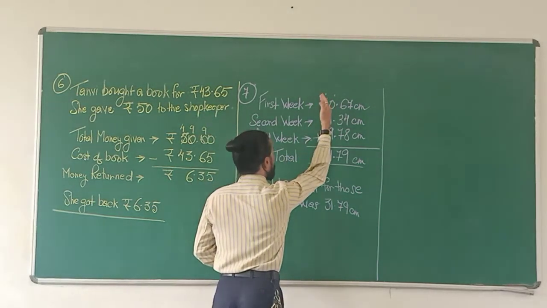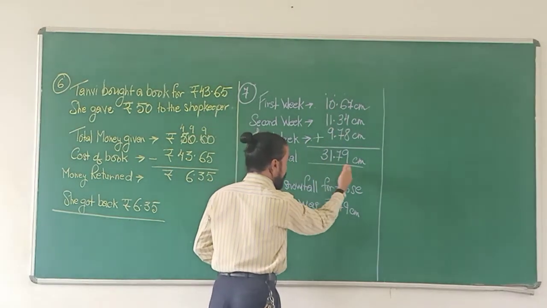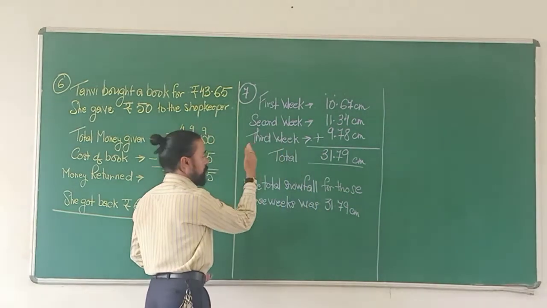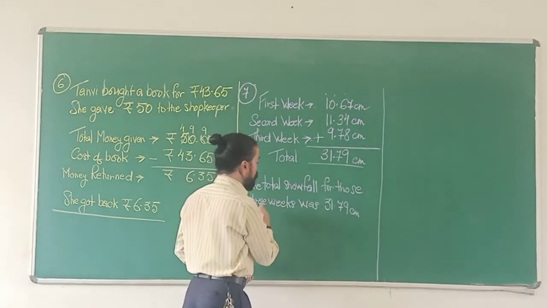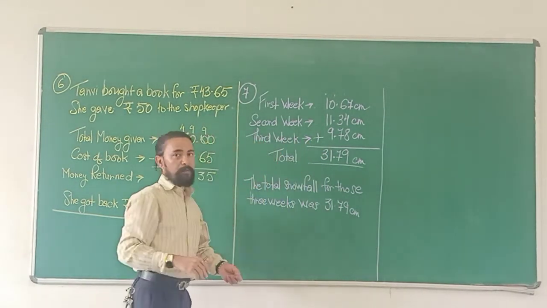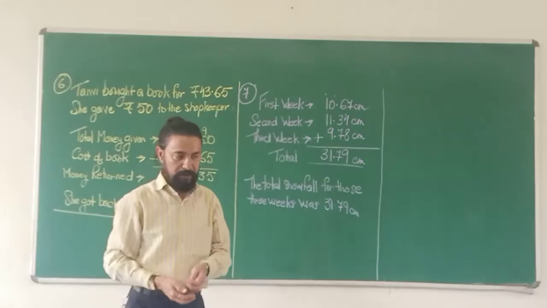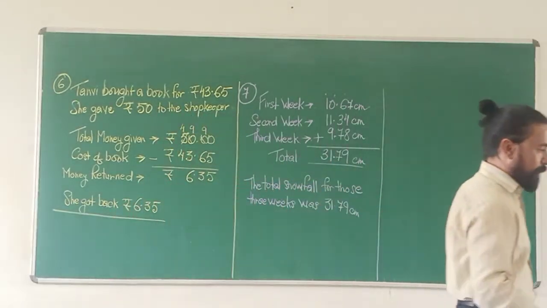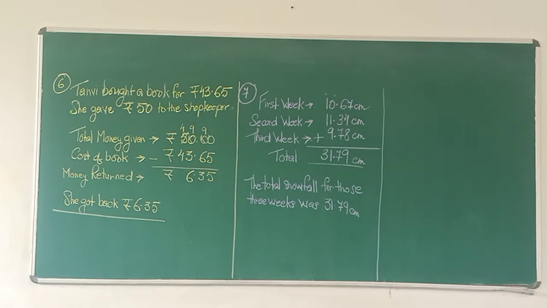The snowfall for the first week, second week, and third week, and I add and I get a total. The total tells me the total snowfall for those 3 weeks was 31.79 centimeters. One more sum, and we are done with this chapter.